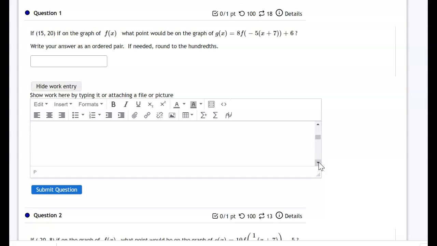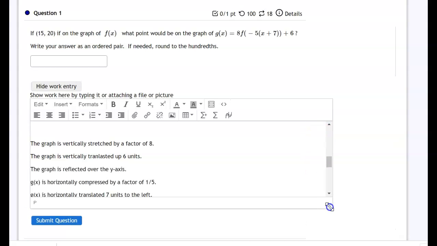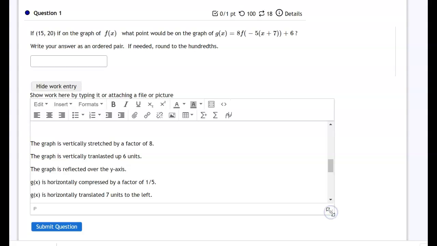So the 5 horizontally compresses the graph by a factor of 1/5. Some textbooks do say by a factor of 5, but we're going to say it gets compressed by a factor of 1/5. The negative also reflects the graph over the y-axis. And then the 6 vertically translates the graph up 6, and the 7 horizontally translates the graph. So here are the answers to what each of those values do: the 8, the -5, the 7, and the 6.